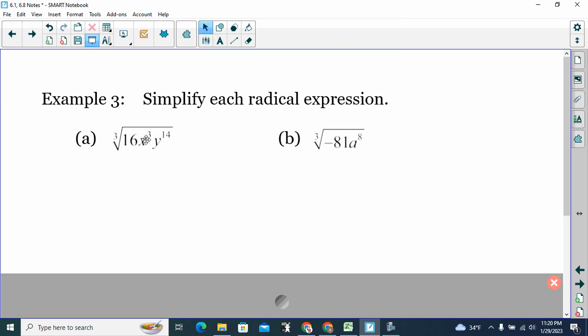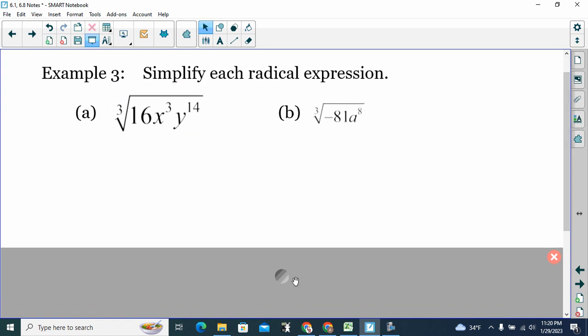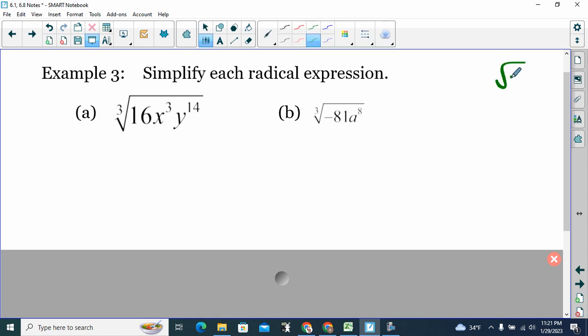Example 3 looks very similar. It's actually a little more difficult. We're given the cube root of 16x cubed y to the 14th. The problem we're running into, 16 is a perfect square, but it's not a perfect cube. So when that's the case, remember when we had square root of 50, we would split that up so part of it would come out even and part of it wouldn't. And then we'd get 5 root 2. So that's how we want to take care of this.